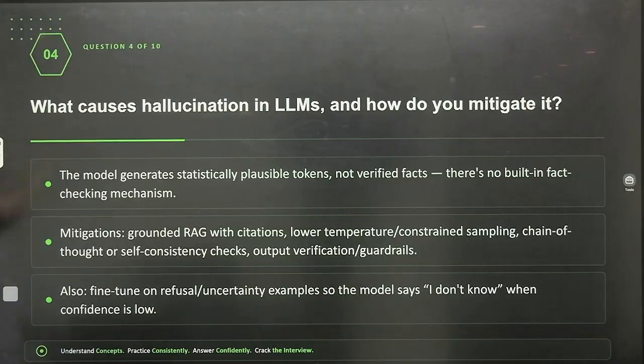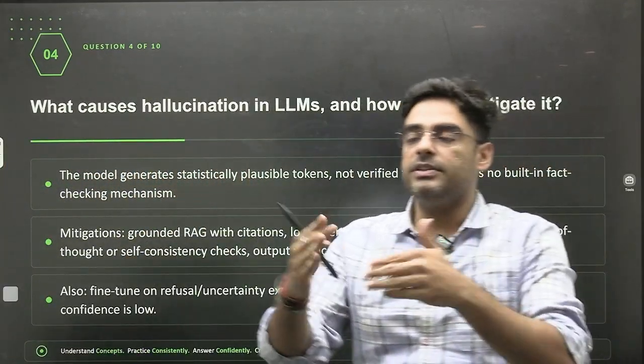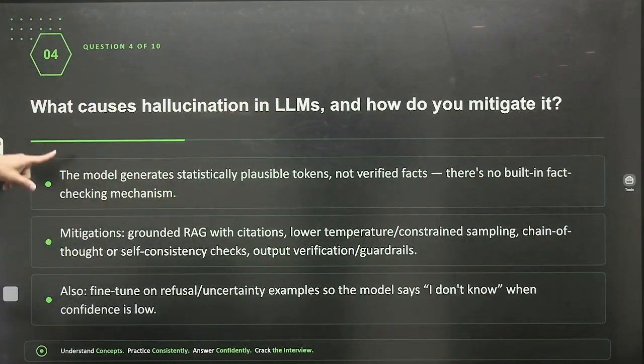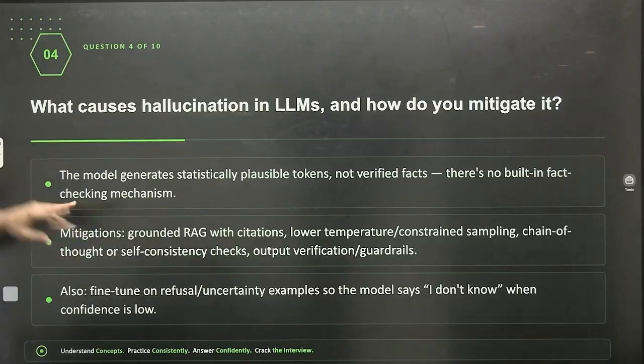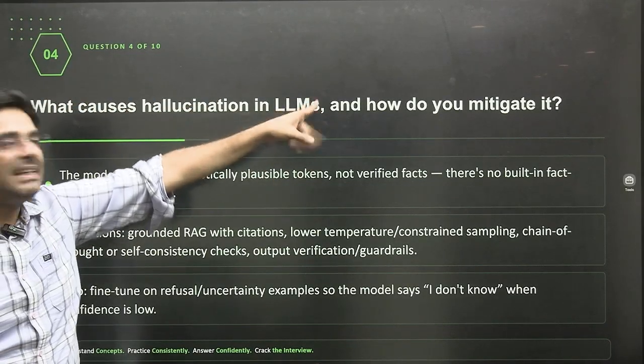Then the fourth highly asked question that I saw was: what causes hallucination in LLMs and how do you mitigate this problem? Basically, what is hallucination? Whenever the model behaves incorrectly or gives you false responses, we say that the LLM has hallucinated. What causes it? The model generates statistically plausible tokens, not verified facts, so there is no built-in fact-checking mechanism. This is the reason why LLMs hallucinate.